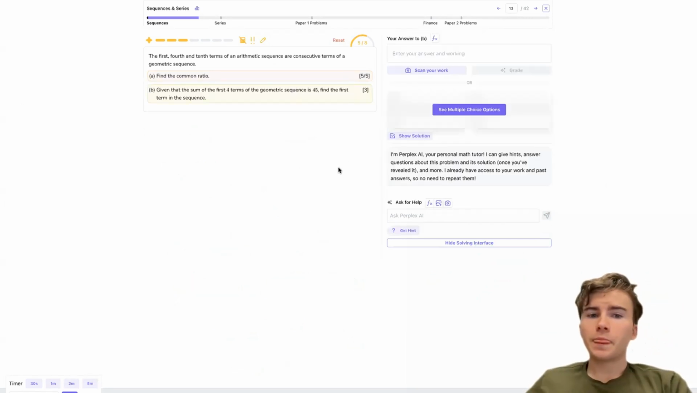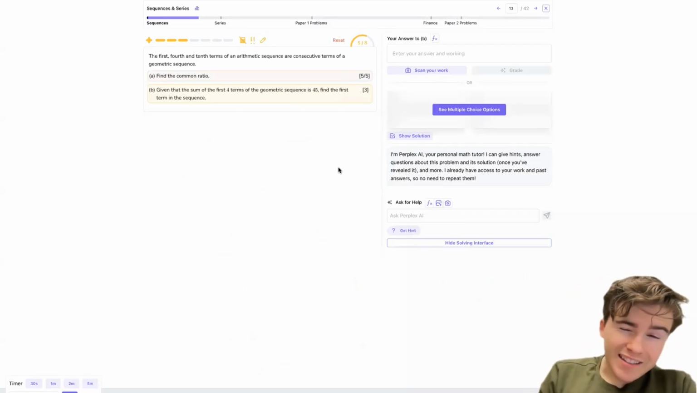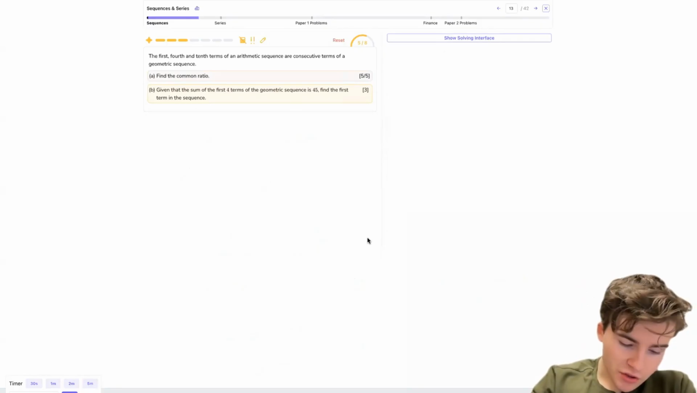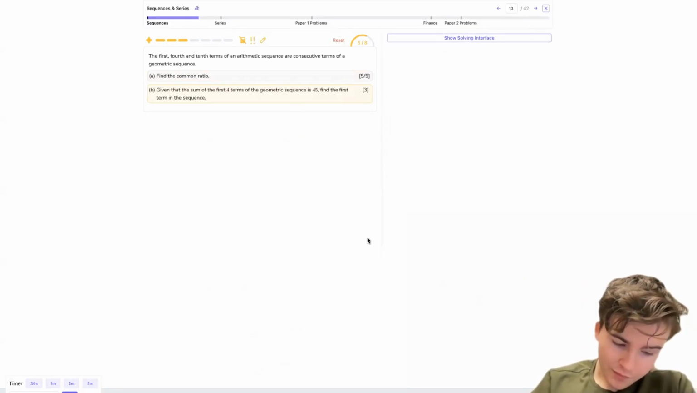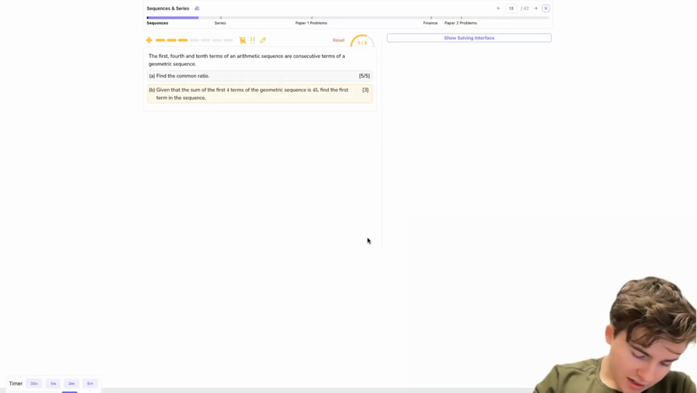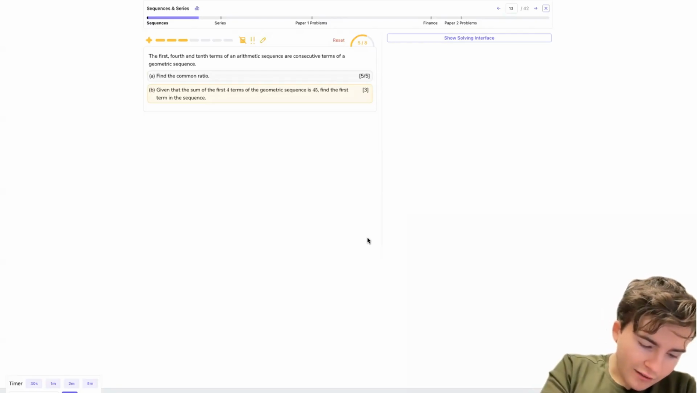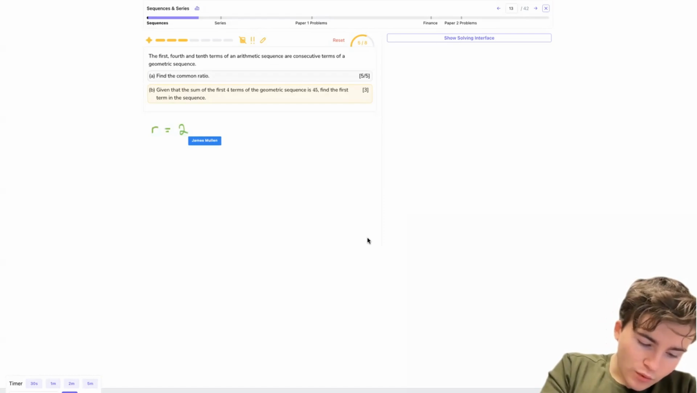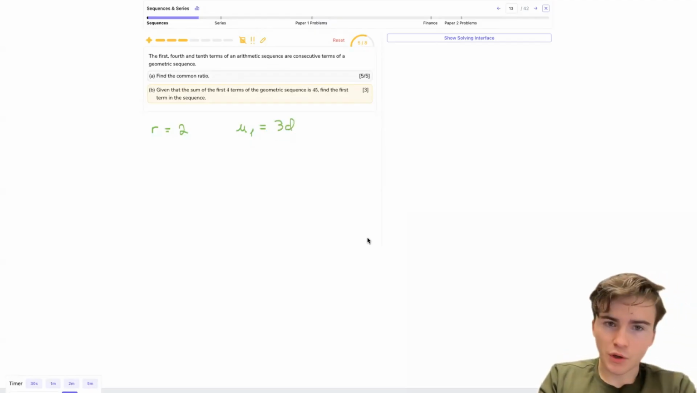And now part B. We're given that the sum of the first 4 terms of the geometric sequence is 45. It clearly mentions here the geometric sequence, which we have to pay special attention to. It means we're not looking for the sum of the arithmetic terms. But if I write out what I have in my geometric sequence, I found that r is equal to 2, we said. And we know that u1 was equal to 3d. That's what we found in the previous question.